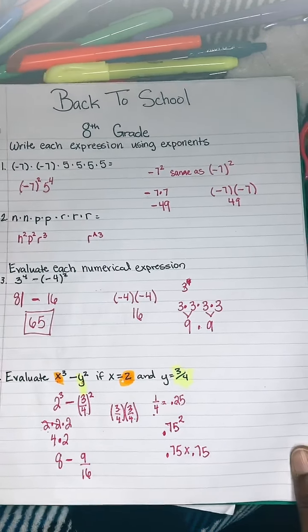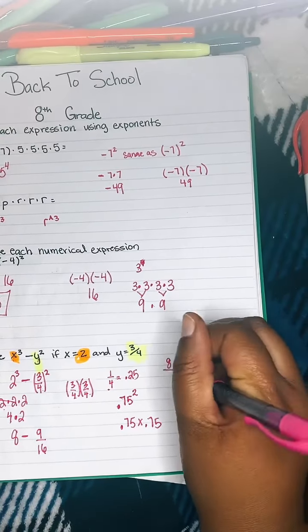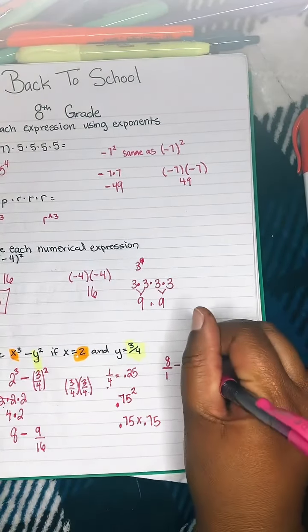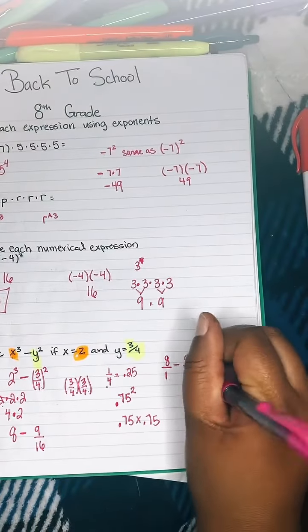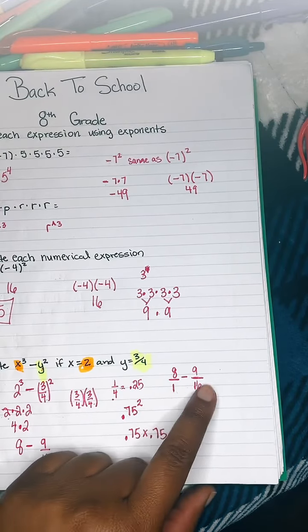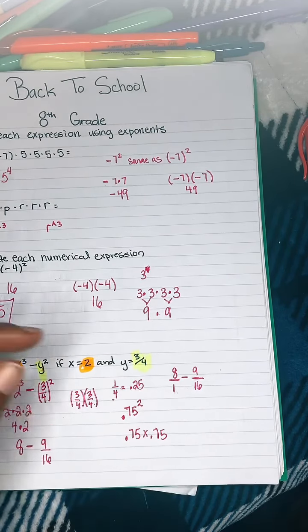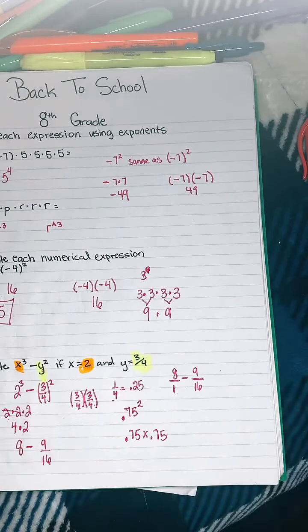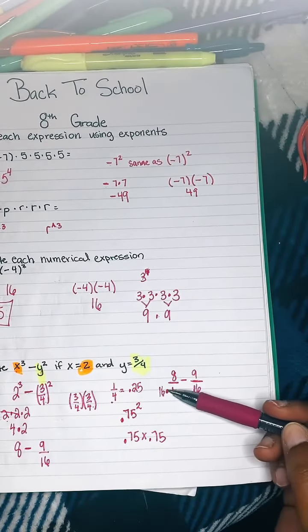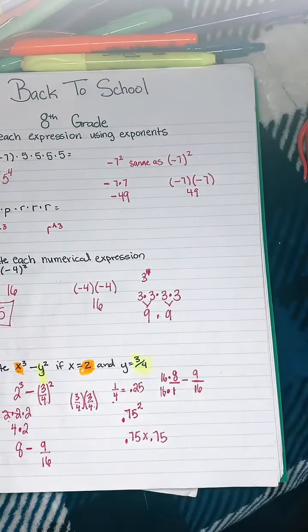So I'm going to move it over here. I'm going to write it over here because we need some space. So we're going to do 8 over 1. Every whole number can be over 1, okay? And we have minus 9/16. Now remember, when you subtract fractions, you have to have the same denominator. So we want this to be 16 as well. Well, we have to multiply this by 16, but what we do to the bottom, we have to do to the top. So we multiply this by 16 as well.